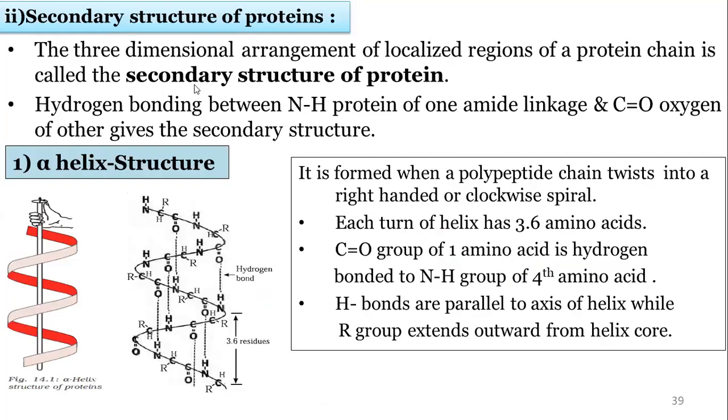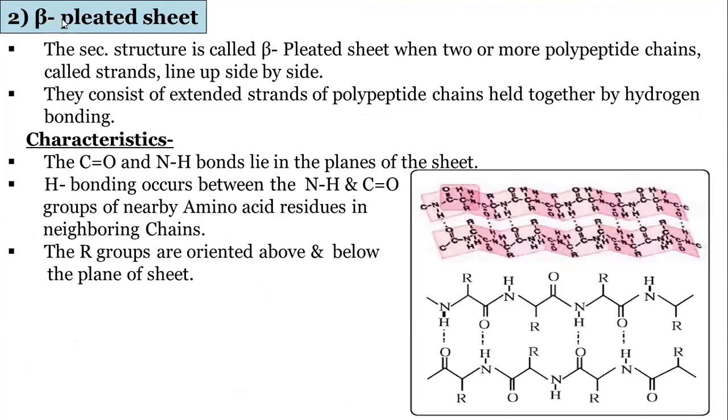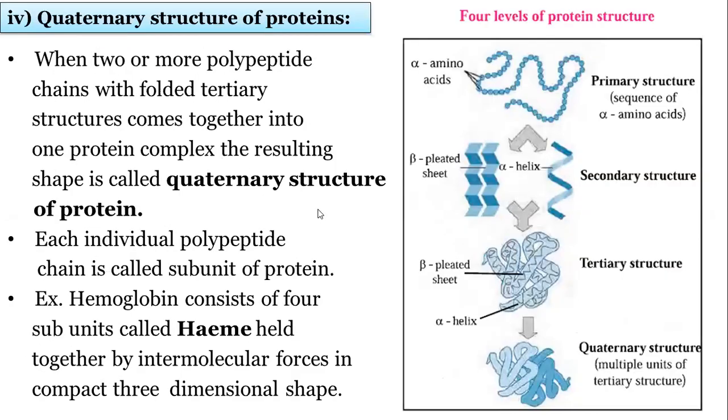This is not for the examination, but those who are interested in the structures can read it. Already the notes are also given. What is meant by this alpha helix structure? What is meant by this beta pleated sheet? With the diagram it is shown. The tertiary structure and quaternary structure are more complex structures.